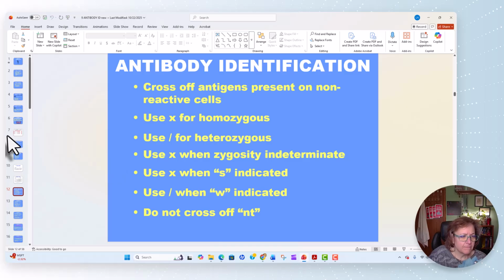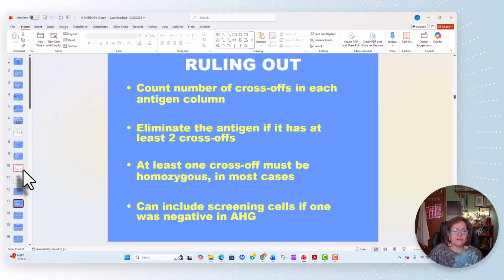is we are going to count the number of cross-offs in each antigen column and eliminate the antigen if it has at least 2 cross-offs. We use the 2 in and 2 out rule. Different places might use 3. Some places use 1. At least 1 cross-off must be homozygous in most cases. And we can include screening cells if one was negative in AHG.